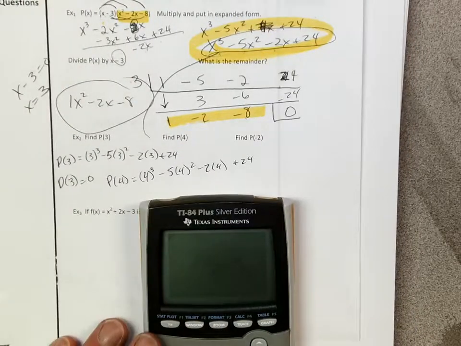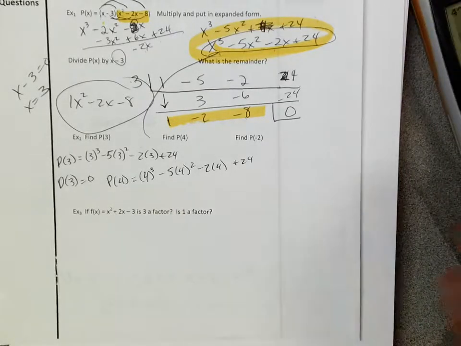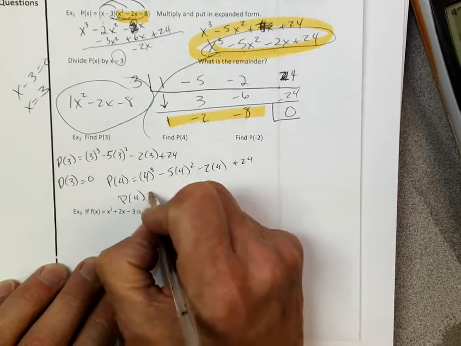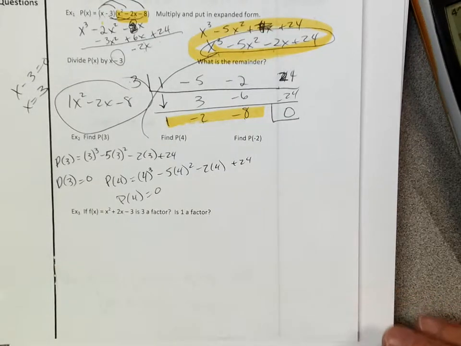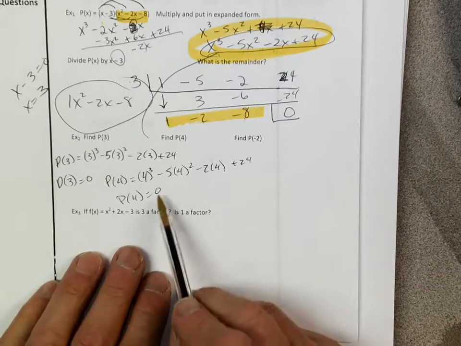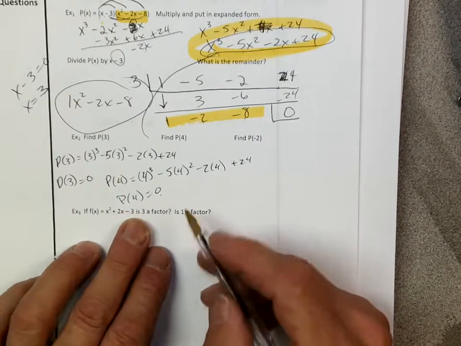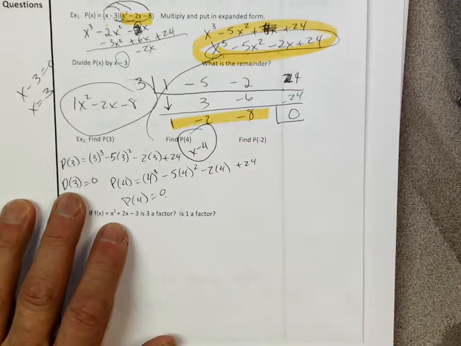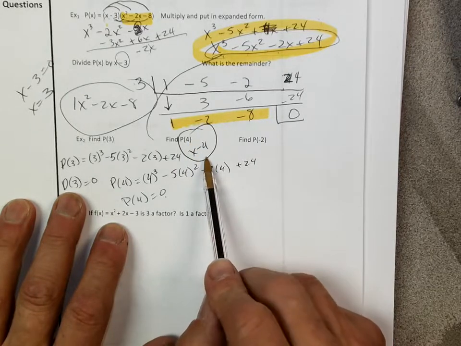Plug that in. 4 cubed minus 5 times 4 squared minus 2 times 4 plus 24. Boom, I got 0. Oh, I have another factor. So that means remainder of 0, p of 4 is 0. I've got another factor. Wow, I didn't see that one coming. Well, yeah, I kind of did, but you know, that's the way I teach, huh? So that means x minus 4 is a factor. Opposite, remember? X minus 4 is a factor also.